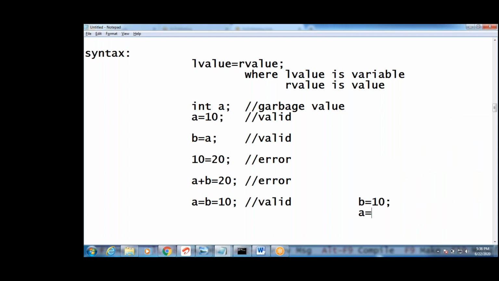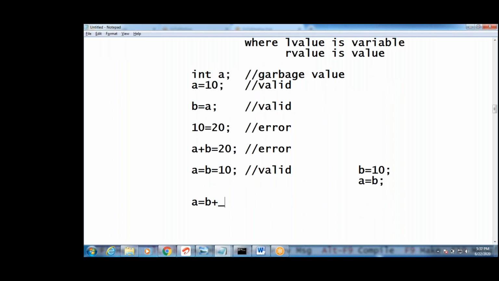Okay, can I write like this? a equals to b plus c equals to d plus 5, something like that. Can you write like this? This is again an error, because b plus c equals to d plus 5 is an error. So we cannot write a equals to b plus c equals to d plus 5. That is an error.